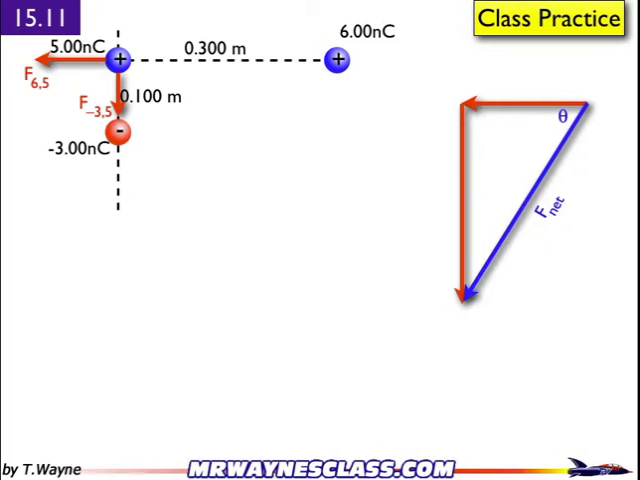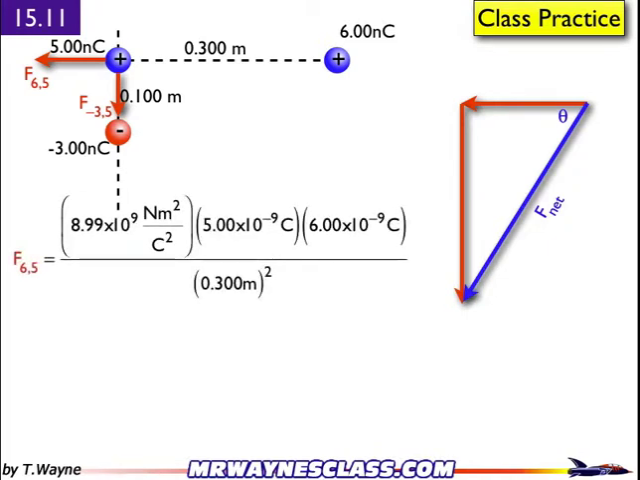The force of 6 on 5 can be found from k q1 q2 over r squared, where q are the two charges in question, the 5 and the 6, and r is the distance between them. When I put in the numbers as shown, I get 2.996 repeating times 10 to the negative 6 newtons.